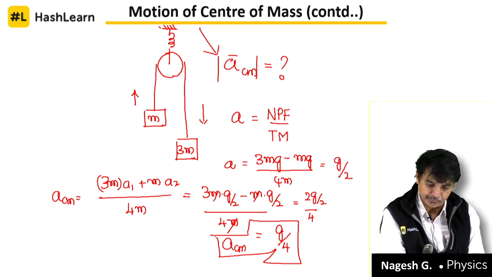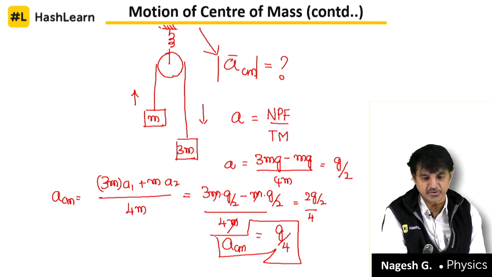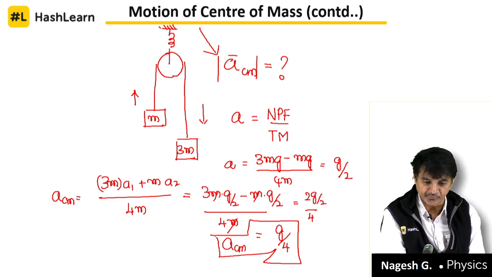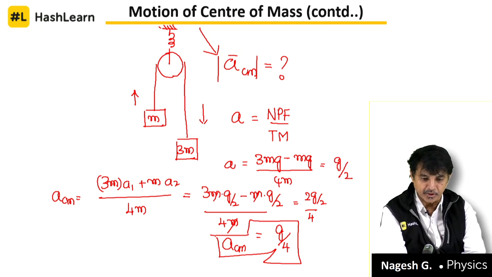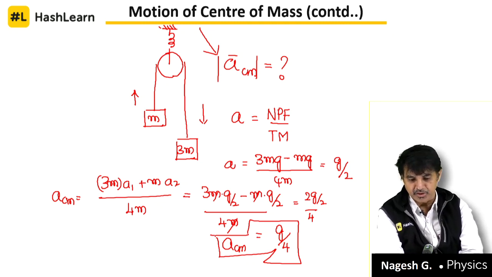Acceleration of the center of mass for the two block system. Here I have not asked the acceleration of the individual block. I asked the acceleration of the center of mass of the system. So Radhika came out finally with g by 4.